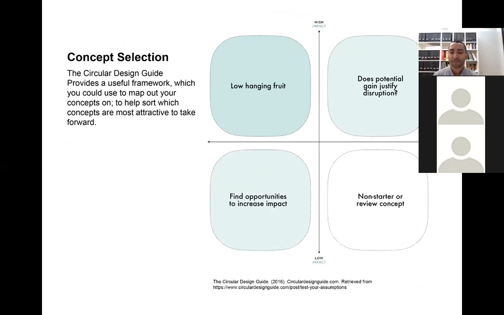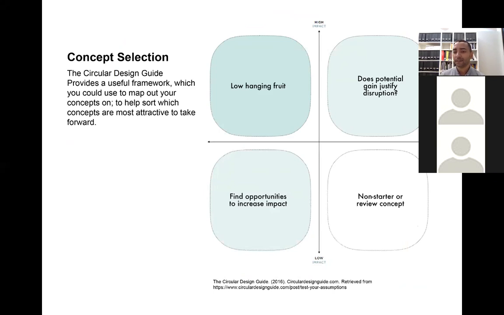Moving to the bottom of a diagram is the low impact type of ideas. So starting from the left, ideas that are kind of good, but may require looking for additional opportunities to increase the impact.